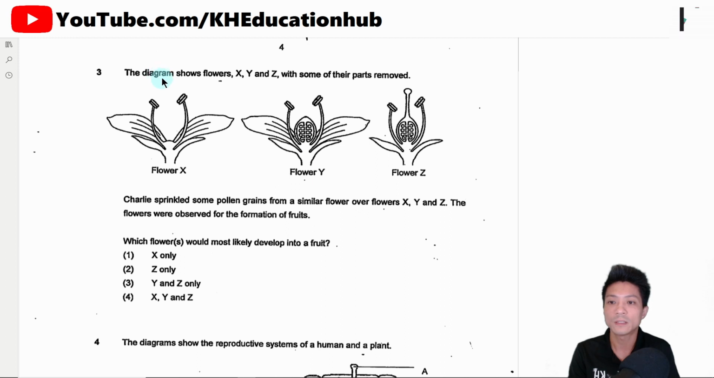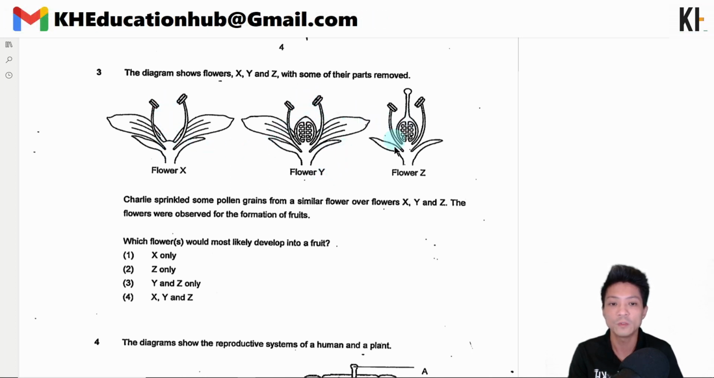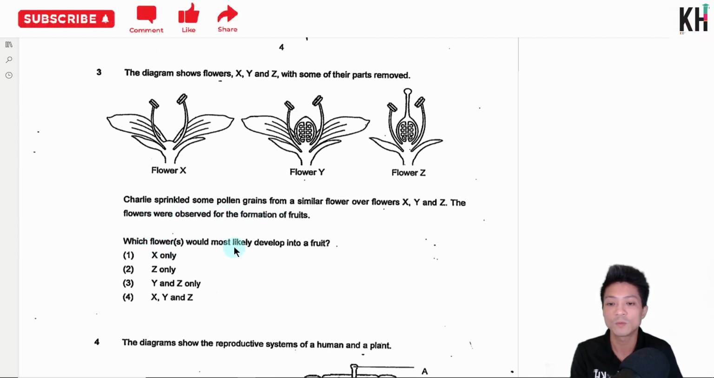Question 3. The diagram shows flowers X, Y, and Z with some of their parts removed. For flower X, the stigma and ovary are all removed. For flower Y, only the stigma is removed. For flower Z, the petals are removed. Charlie sprinkled some pollen grains from a similar flower over flowers X, Y, and Z. The flowers are observed for the formation of fruits. Which flowers would most likely develop into a fruit?